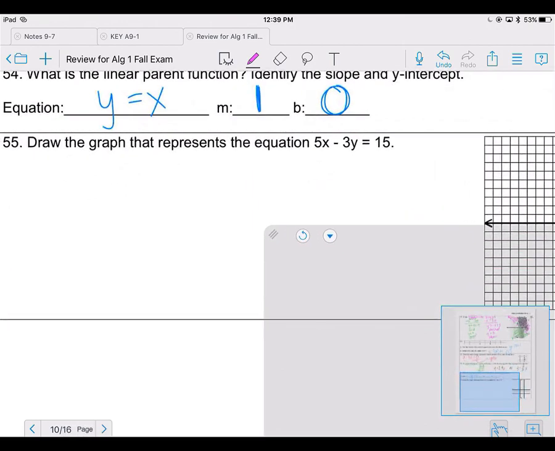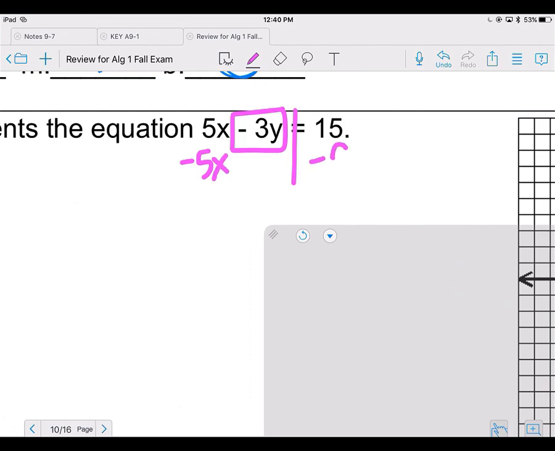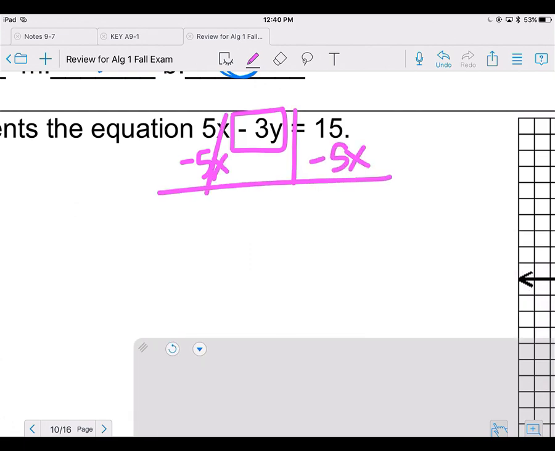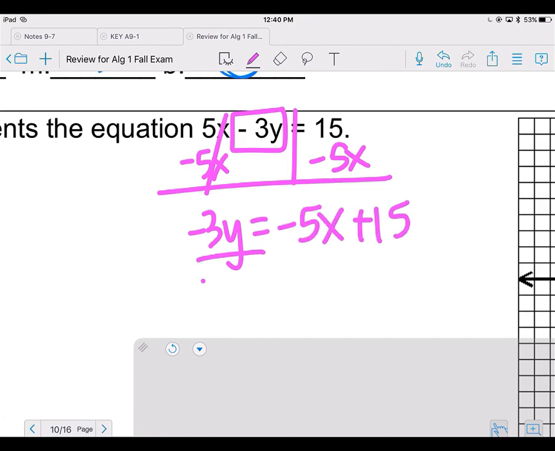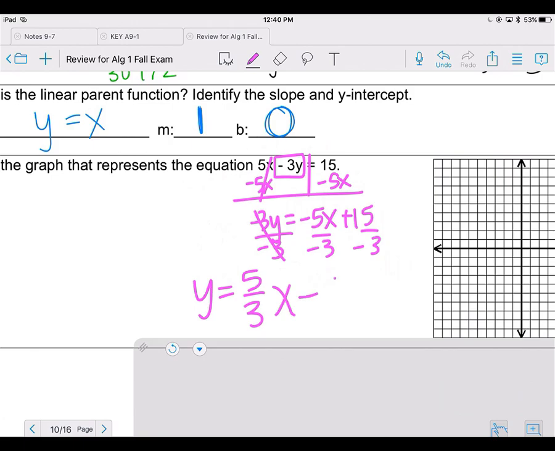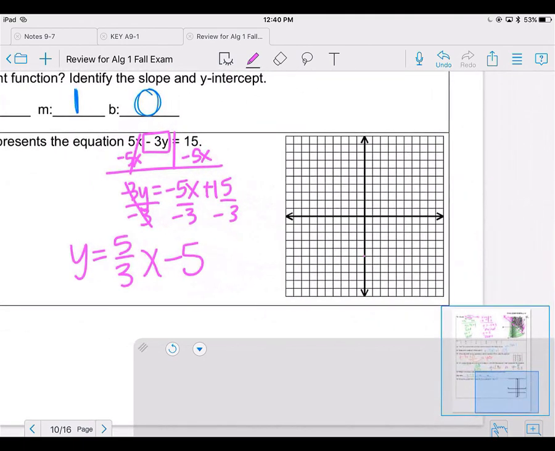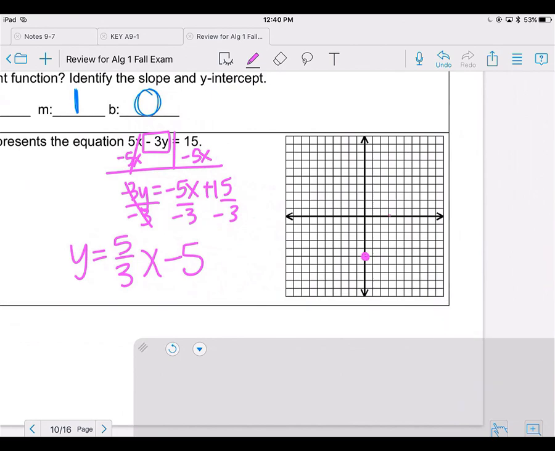55 asks us to draw the graph that represents this equation, so I need to solve for y. I move 5x to the other side through the opposite operation. And then divide everything by -3. So y equals 5/3 x minus 5. Now this is not an inequality, this is just a normal line, so I go down to 5, I go up 5, right 3, up 5, right 3, and draw my line. There's no shading. I don't have to worry about dashed or solid lines.